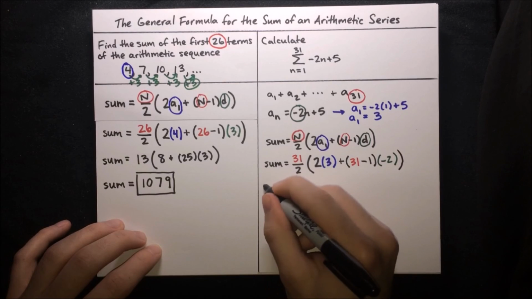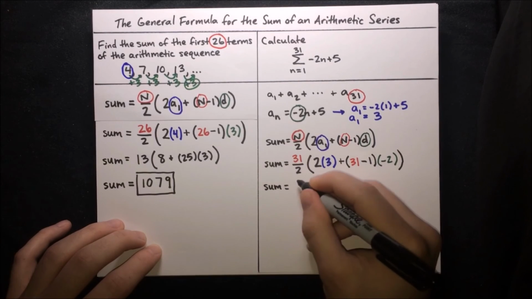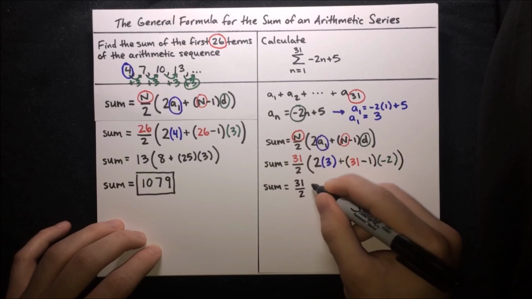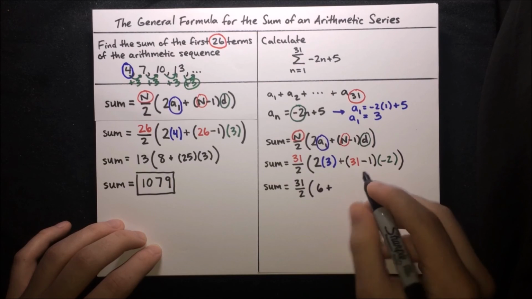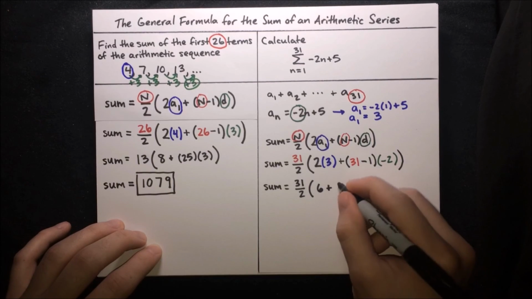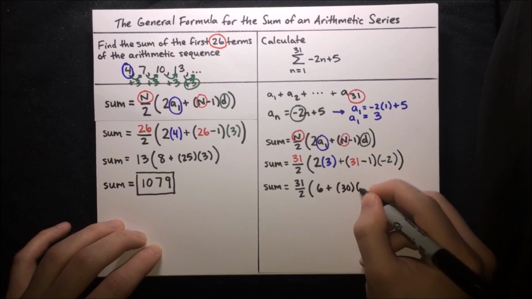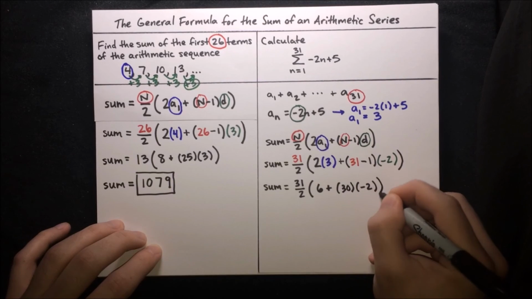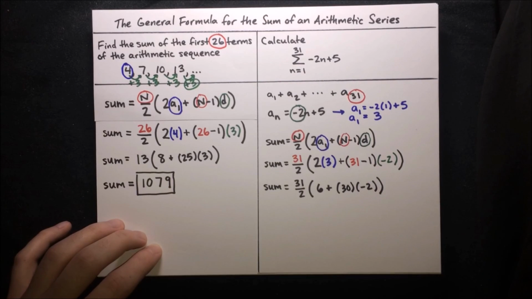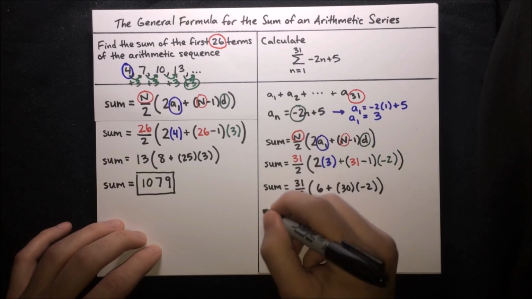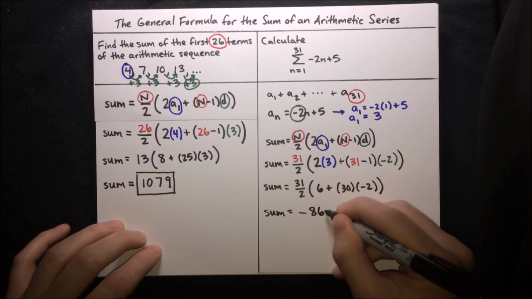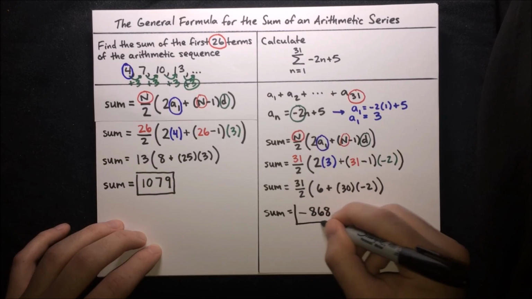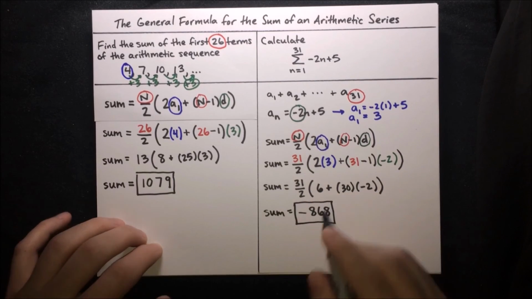So let's go ahead and do that. So sum equals 31 over 2 times 2 times 3 is 6, and then plus 31 minus 1 is 30, so 30 times negative 2. Let's just punch that into our calculator. 31 over 2 times the quantity 6 plus 30 times negative 2. The result is negative 868. So there we go. There's our sum.